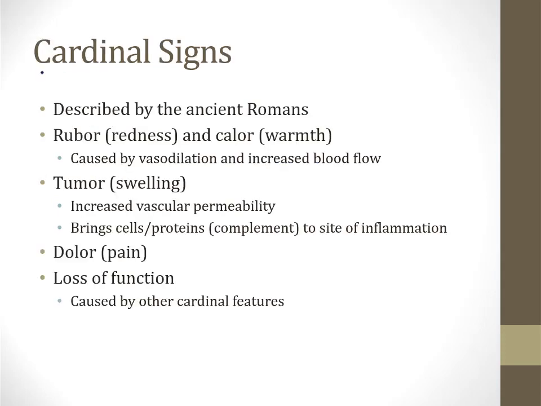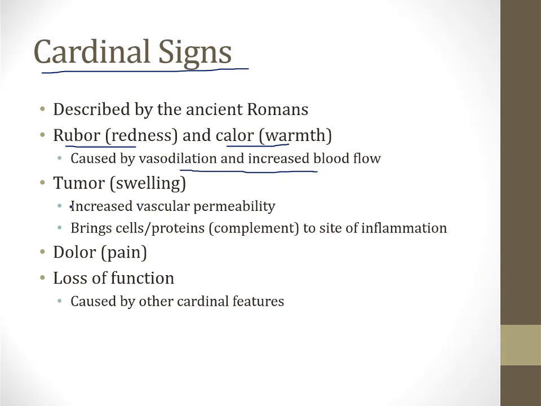Inflammation has 5 so-called cardinal signs. These are the physical manifestations of inflammation that you can see with any form of inflammation. And these were described hundreds of years ago by the ancient Romans, and they're still true today. So the first cardinal sign is rubor, which means redness, and the second cardinal sign is calor, which means warmth. And both of these features, redness and warmth, are caused by vasodilation and increased blood flow to areas of inflammation.